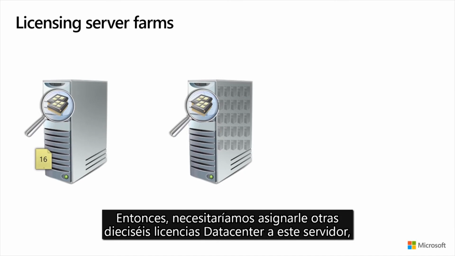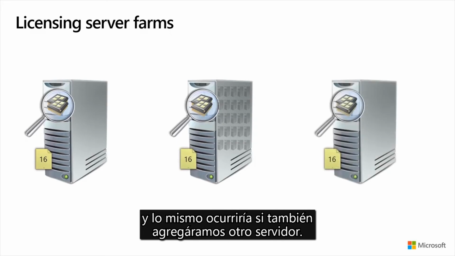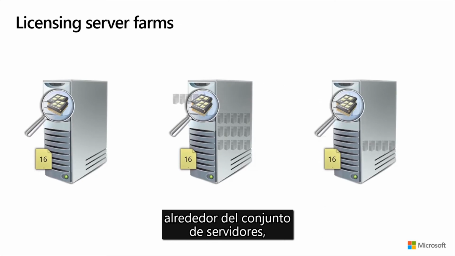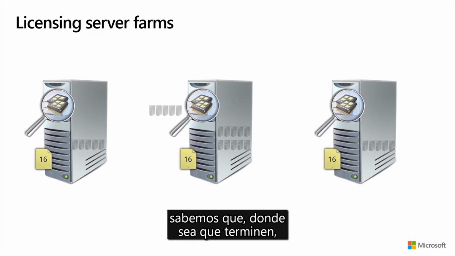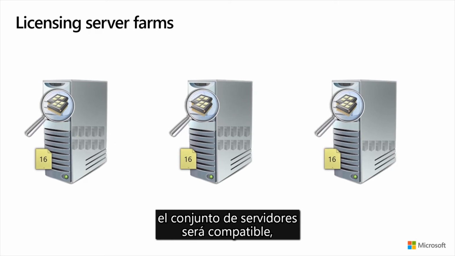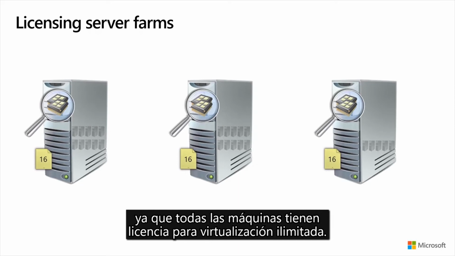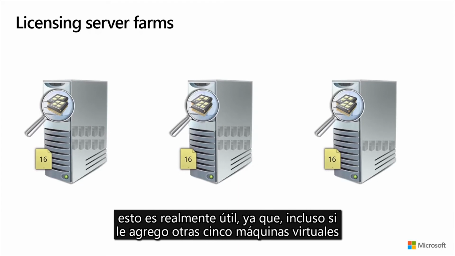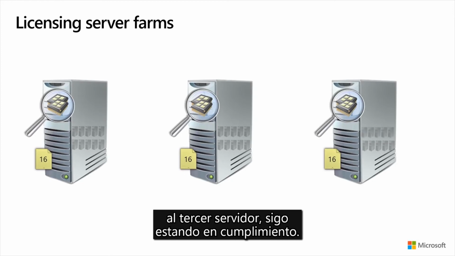So we'd need to assign another 16 Data Center licenses to this server, and the same would be true if we were to add another server as well. What this does mean now, though, is that as the virtual machines move around the server farm, we know that wherever they end up, the server farm will be compliant since all machines are licensed for unlimited virtualization. From a software asset management or SAM perspective, this is really useful since even if I add another 5 virtual machines to the third server here, everything's still compliant.